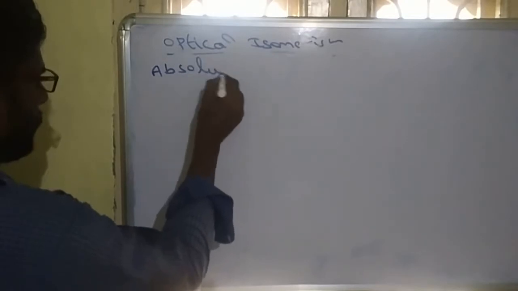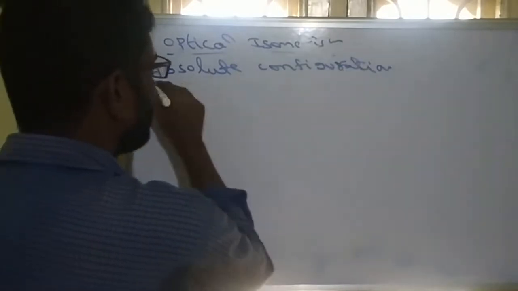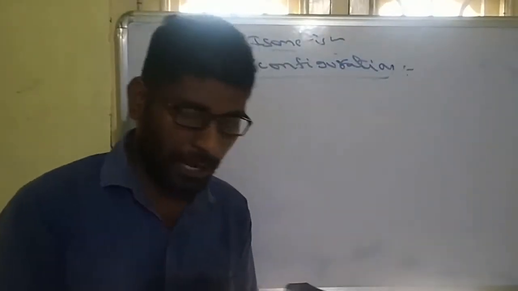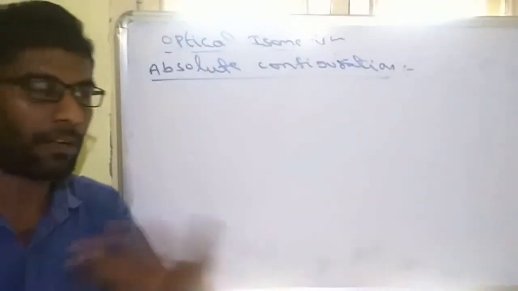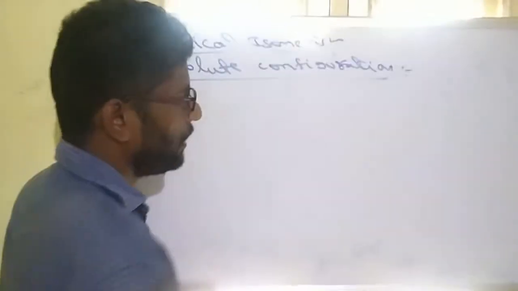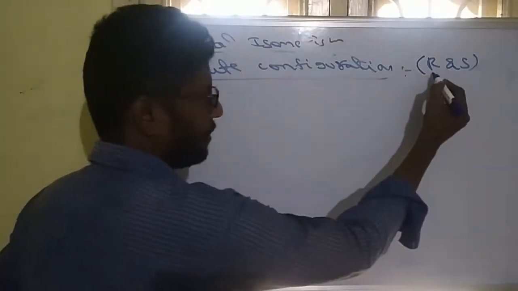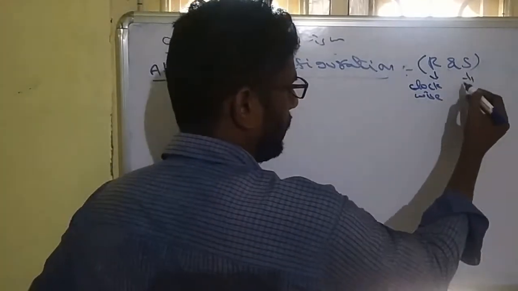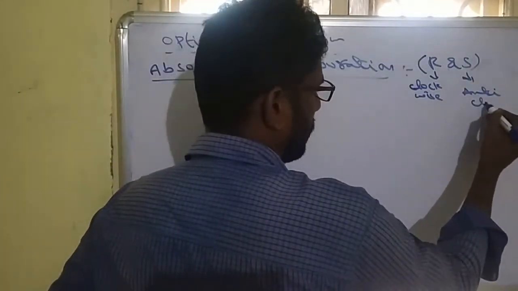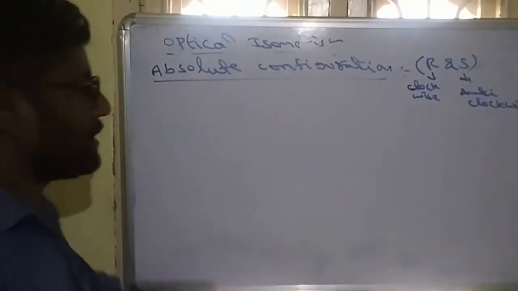So another configuration is absolute configuration. With the help of absolute configuration, we can identify the optical activity of any compound. If any compound is given, we can identify whether it is right side or left side by using absolute configuration. It is denoted with the letters R and S. R means clockwise, remember it. S is anti-clockwise. Now what is clockwise and anti-clockwise?